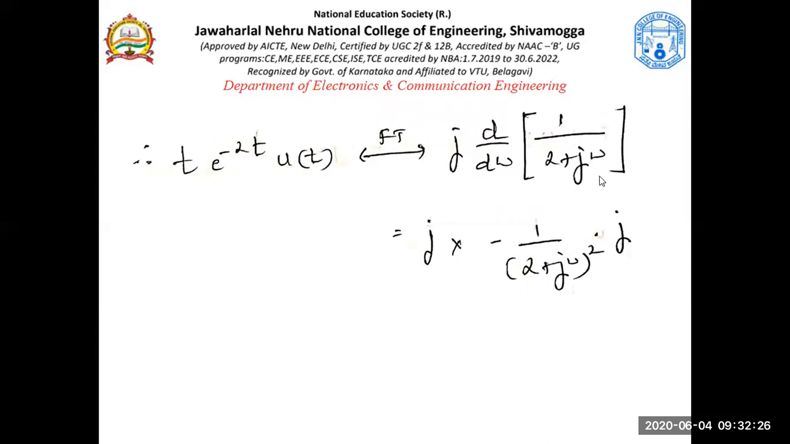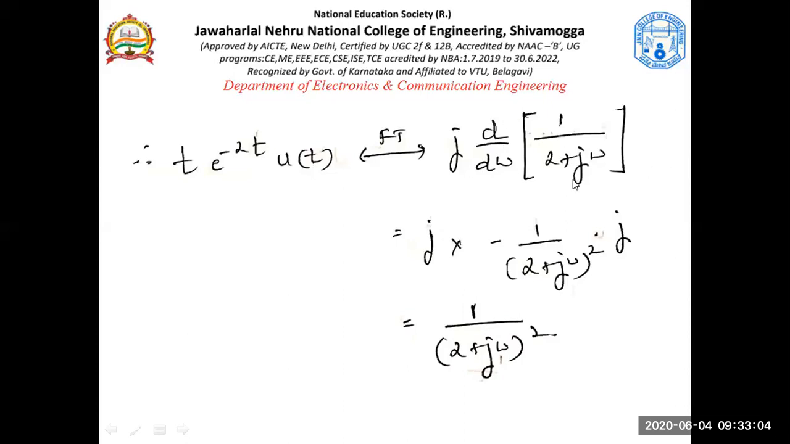So if this is x, differentiating 1 by x is minus 1 by x square. So it is minus 1 by (2 plus j omega) square. Since there is a j along with omega, that j should come here because we are differentiating with respect to omega. Understand? So this j and j would be j square. J square is minus 1, and that minus 1 would cancel this minus, and you'll be left with 1 by (2 plus j omega) whole square. Understand this? So this is the Fourier transform of t e power minus 2t u of t.